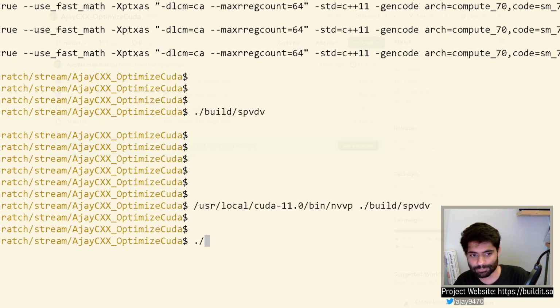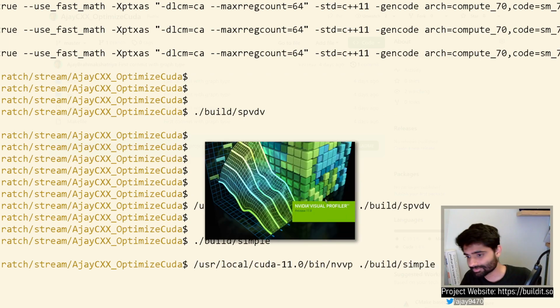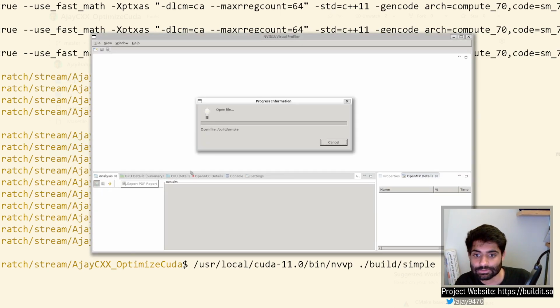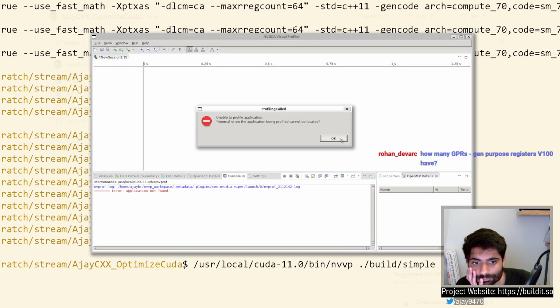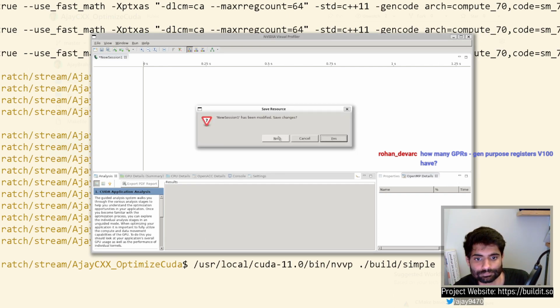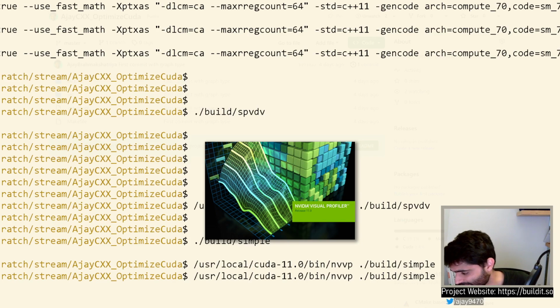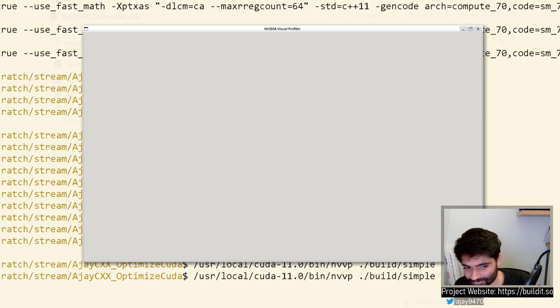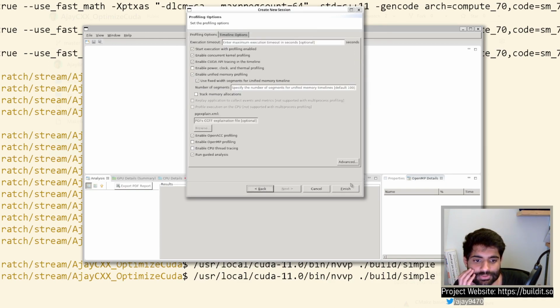Let's run the profiler on the simple case to see how that performs, how the memory accesses look on that one. That also had a scaling memory access, right? Working directory is always wrong. Hold up. This is running over SSH, by the way, so I'm doing the display forwarding. That's why it's always annoying. Okay, next. Finish.